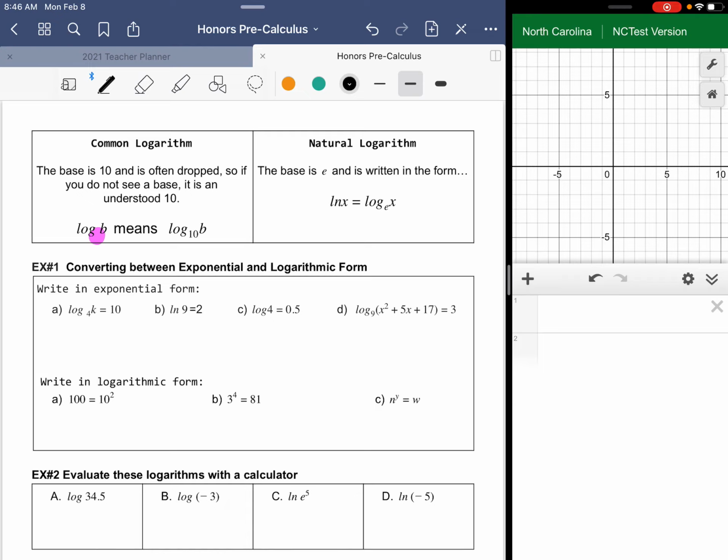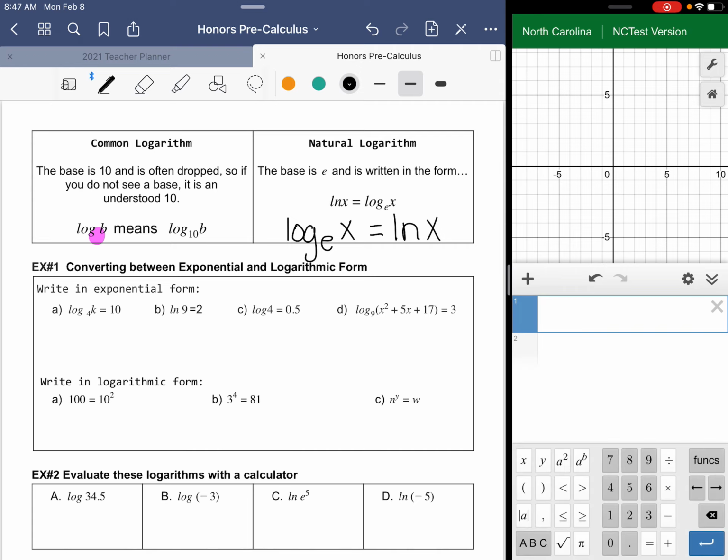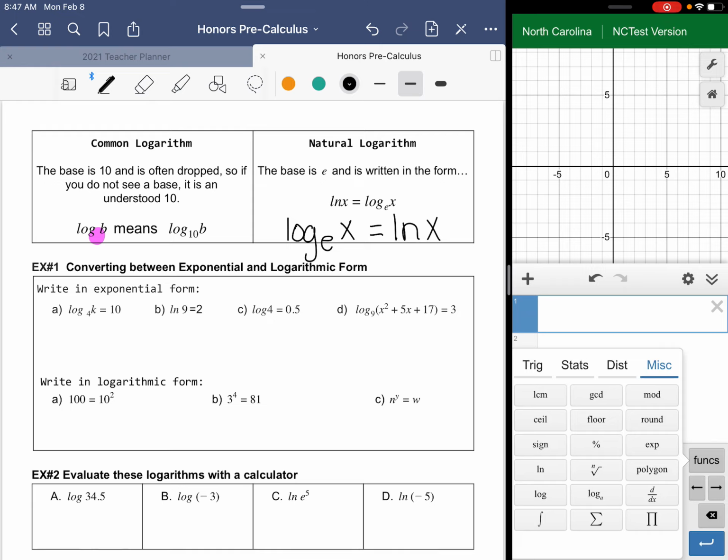So you're going to make sure that if you do not see a base, you know it's 10. Now, we also have what we call the natural logarithm. When we talk about exponential functions, we have what we call the natural base e. E is an irrational number, just like pi is an irrational number. So if I have log base e of x, we don't write log base e of x. We actually write the natural log using the notation ln.